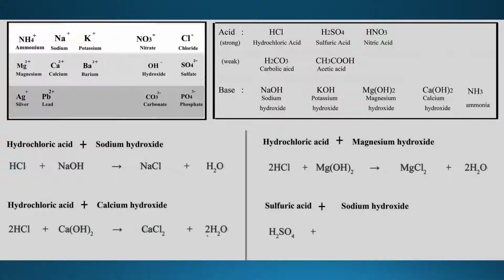Do one more. Sulfuric acid plus sodium hydroxide. What should it form? Water and metal, non-metal. Is it correct? Na 1 plus, SO4 2 minus. So you need 2. So what will be the balancing now? You require 2 NaOH and keep producing 2 water.